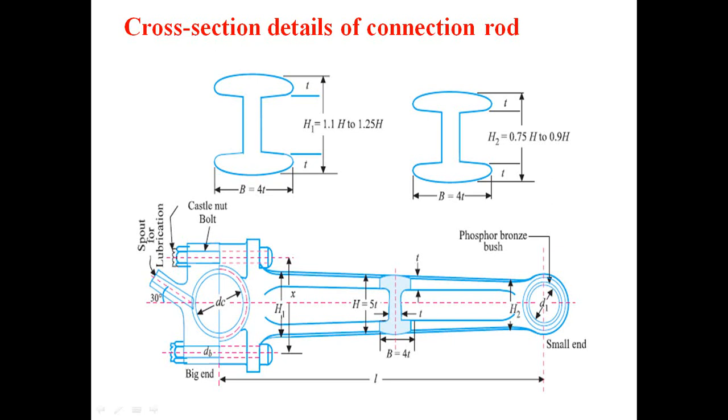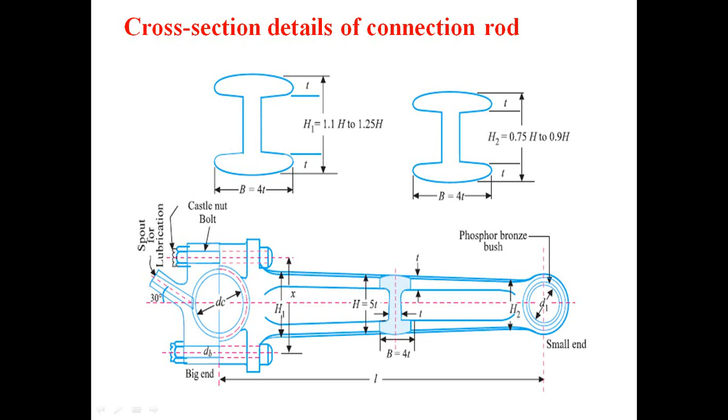Normally the small end is made in the form of an eye, and the big end is split into two halves because it helps in mounting the big end with the crank pin bearing. And here is a spout provision for the lubrication of the big end bearing, and the two halves of the connecting rod are connected with the help of bolts.